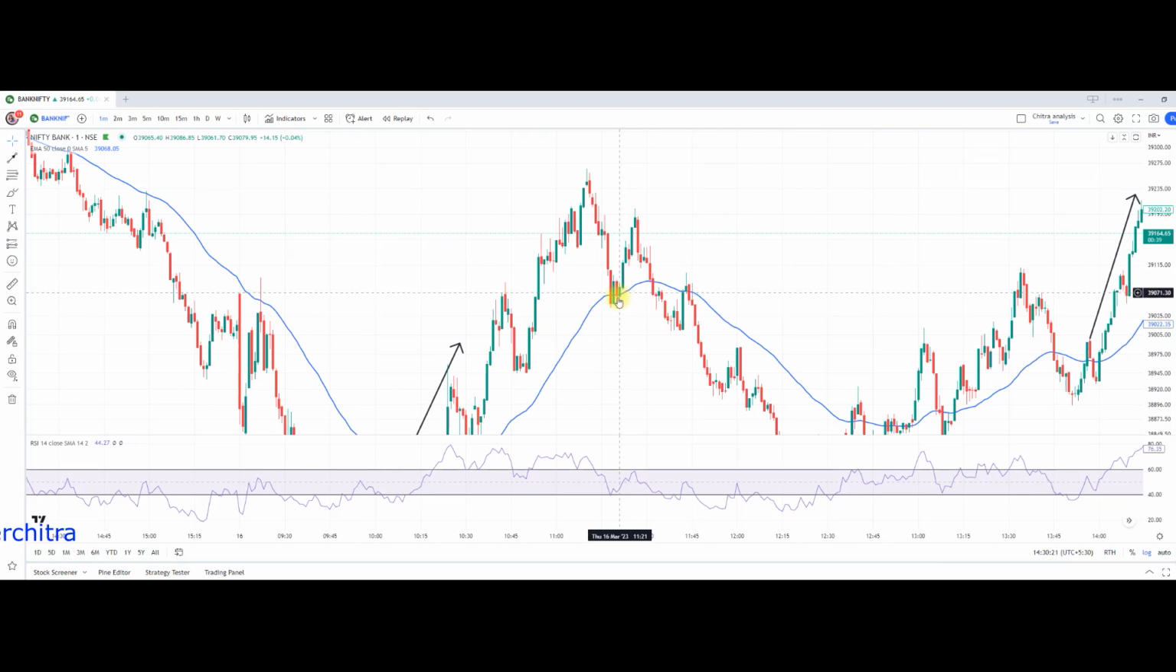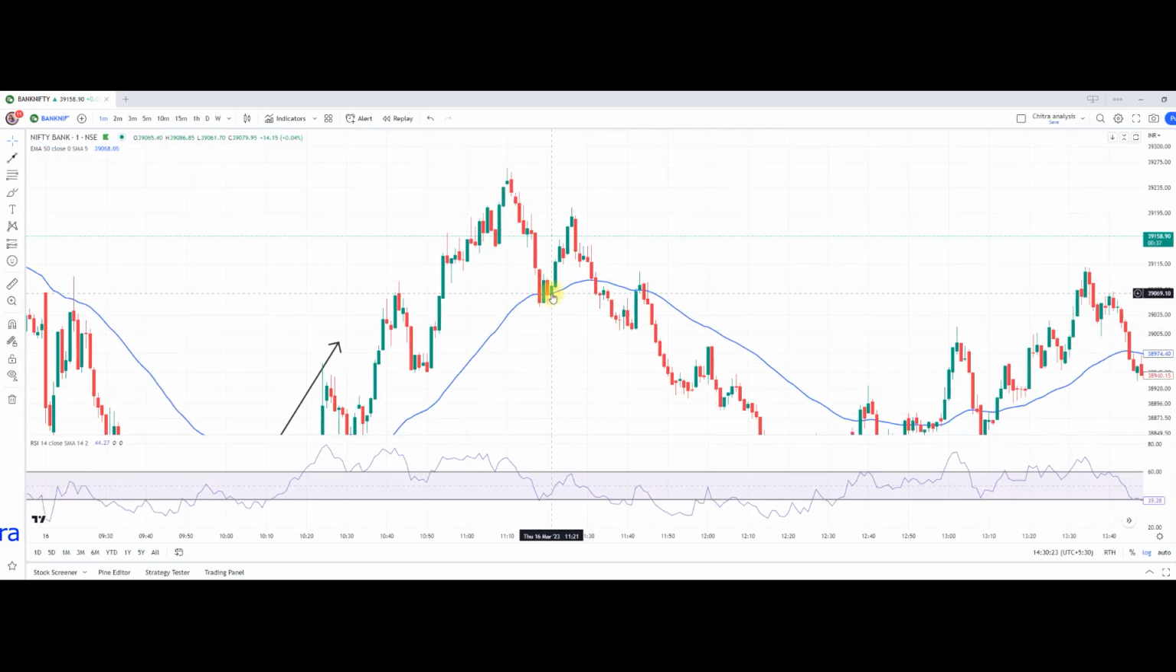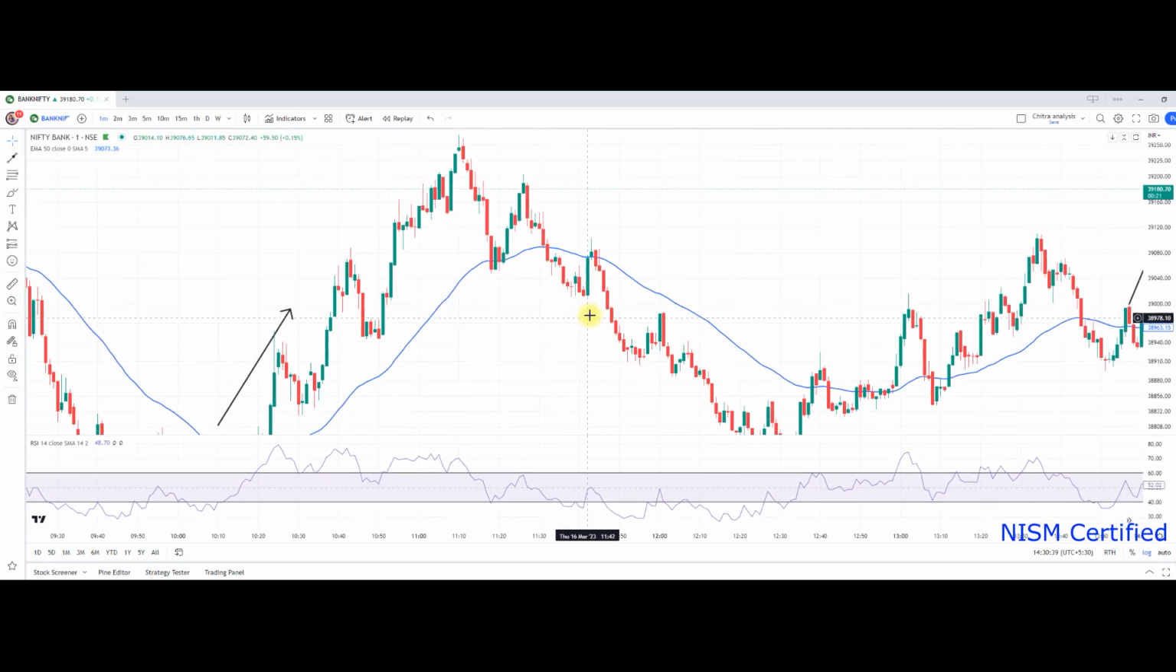Here, price is closing above 50 EMA. So we will not enter into the long trade because the RSI is in between 40 and 60. To enter into the long trade, the RSI upper band should cross above 60. So we will avoid this long trade also. Okay, so now we are looking for a short trade.